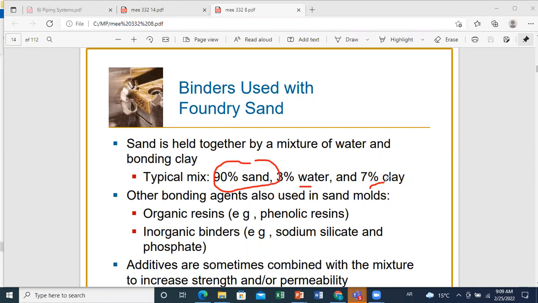Now, we might sometimes add other bonding agents which can enhance the properties of your mold. We can add organic resins, we can add inorganic binders, and sometimes we have additives that are combined with the mixture in order to increase the strength or the permeability. So it depends on the final characteristics desired for your material constituting the mold.